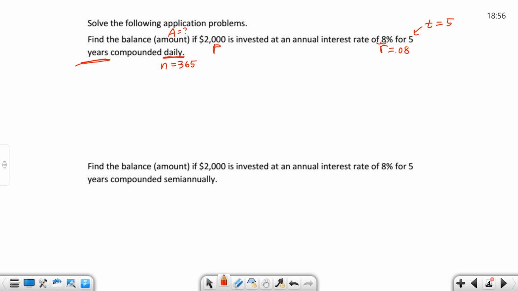Something like that. All right. But N is 365, daily. 365 days in a year. So we're going to use A equals P times (1 plus R over N) to the NT.